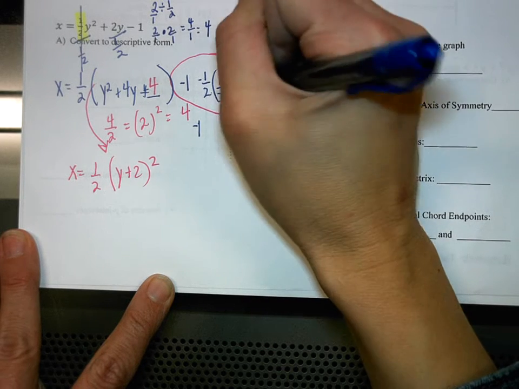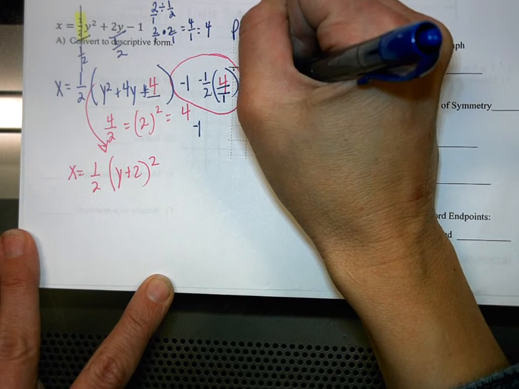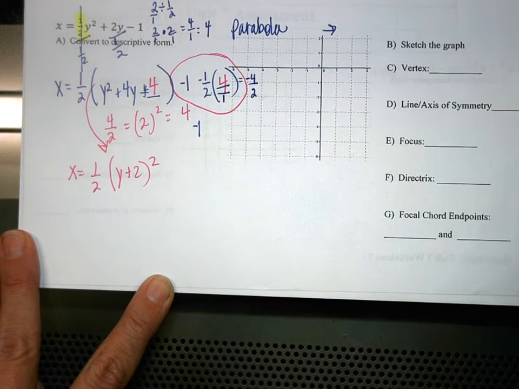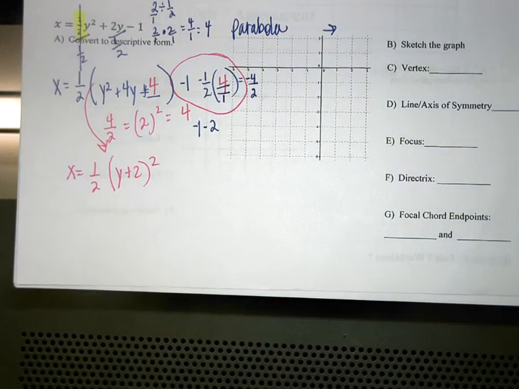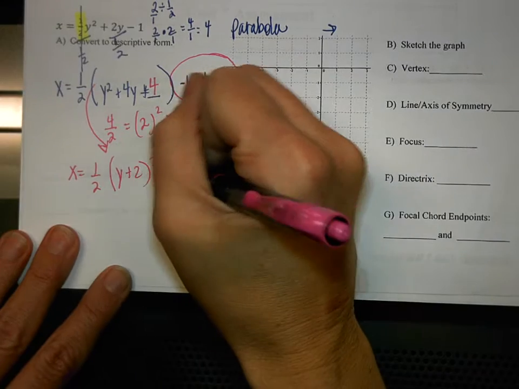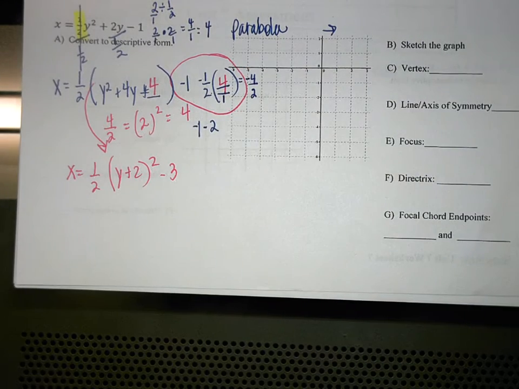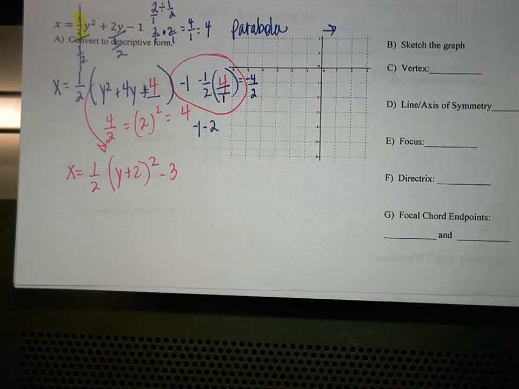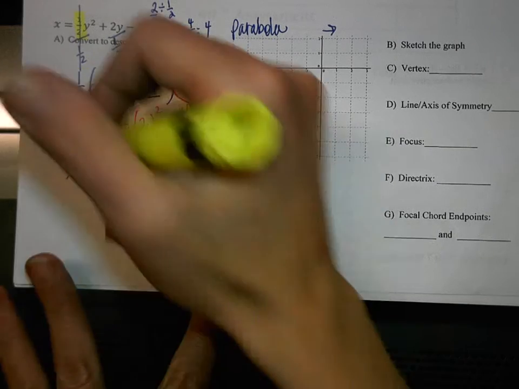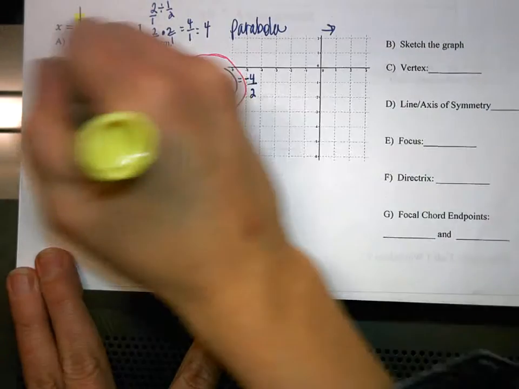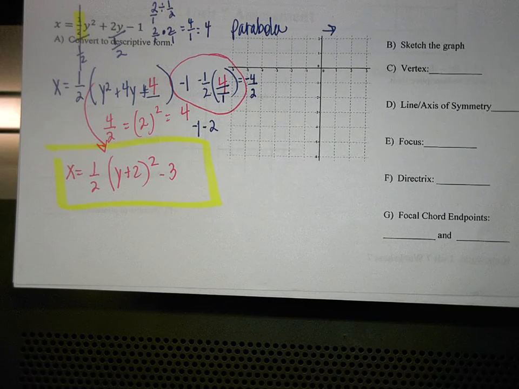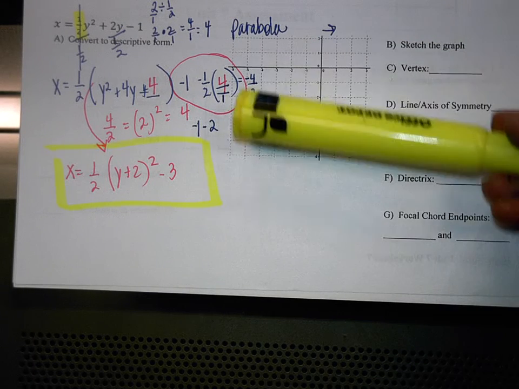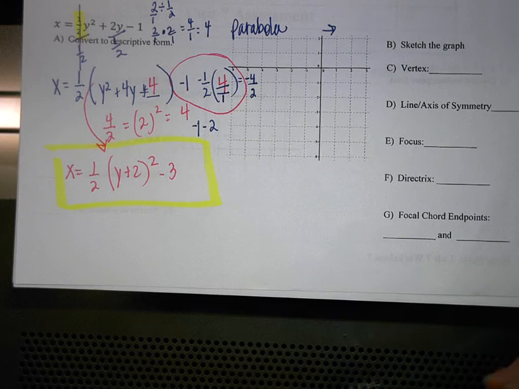And then 2 times 1 makes 2. What's negative 4 divided by 2? Negative 2. So I have negative 1 minus 2, which makes negative 3. There's our equation. Any questions on any of the numbers here that we need to talk about?